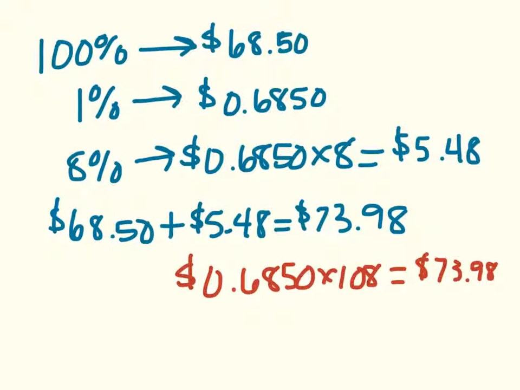The final step of this problem is to check for reasonableness. So does 8% being equal to about $5.50 make sense? Well, sure it does. $68.50 is pretty close to $70. 10% of that would be about $7. So it makes sense that 8% would be a little bit less than $7. Okay, so the estimate seems reasonable. Let's move on to the next problem.